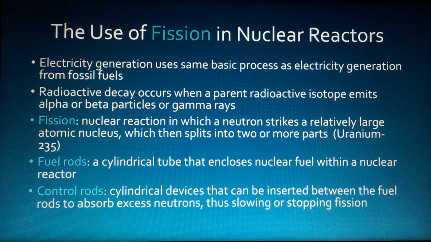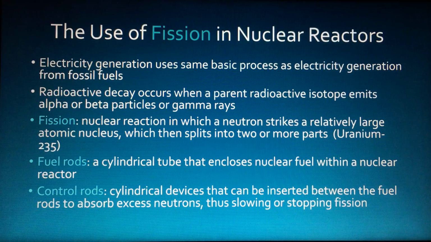Radioactive decay occurs when a parent radioactive isotope emits alpha or beta particles or gamma rays. Uranium-235 also undergoes fission. Fission is the nuclear reaction in which a neutron strikes a relatively large atomic nucleus, which then splits into two or more parts. Fission releases an additional neutron and energy in the form of heat, and additional neutrons can promote more fission reactions, which leads to a chain of reactions that gives off immense heat energy.